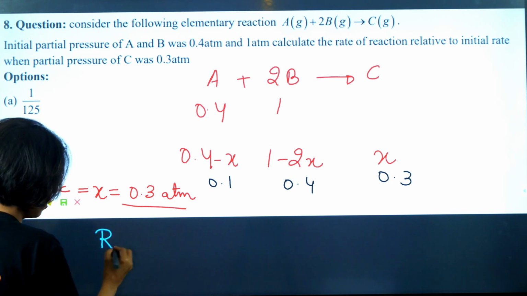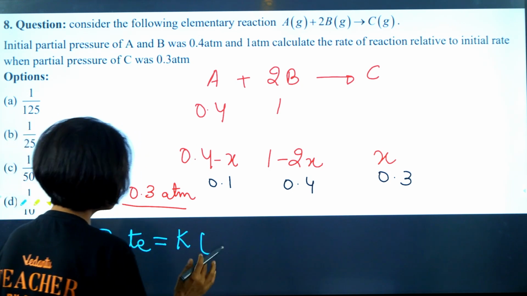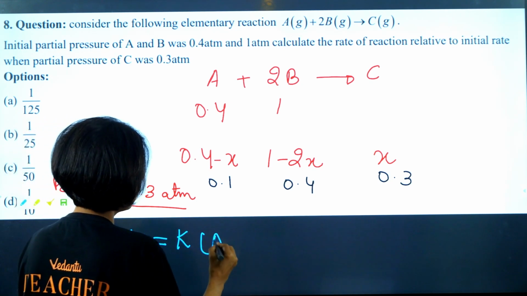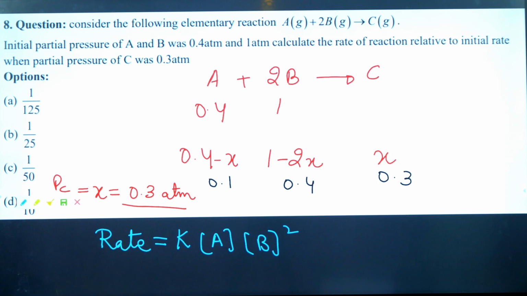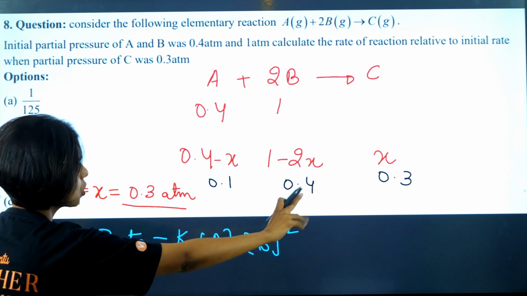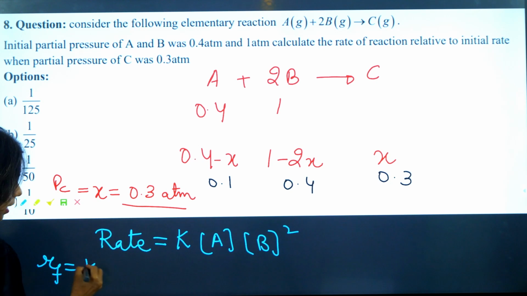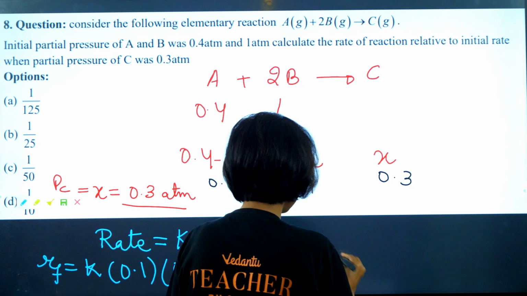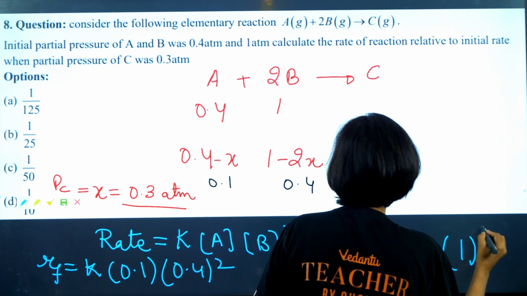Because it is an elementary reaction, the rate is the rate constant times the concentration of each reactant raised to the power of its stoichiometric coefficient. So you write the pressure of A and B, initially 0.4 and 1. After the partial pressure of C becomes 0.3, they are 0.1 and 0.4. So the final rate is K into 0.1 into 0.4 squared. And the initial rate was K into 0.4, that is PA, and 1 raised to power 2.